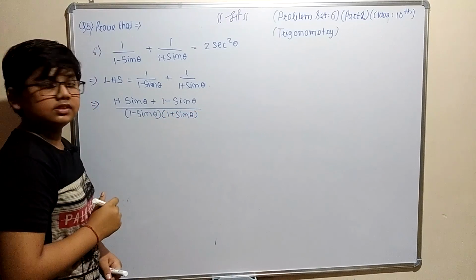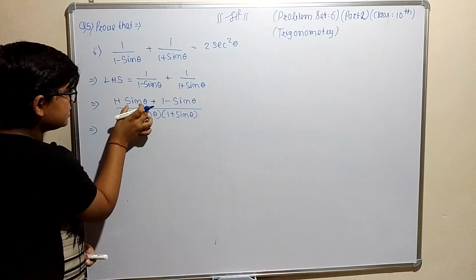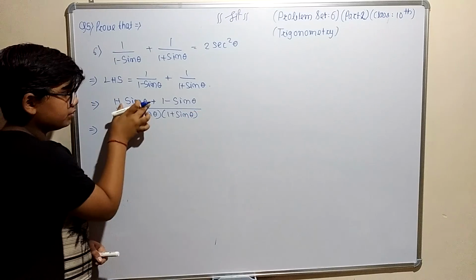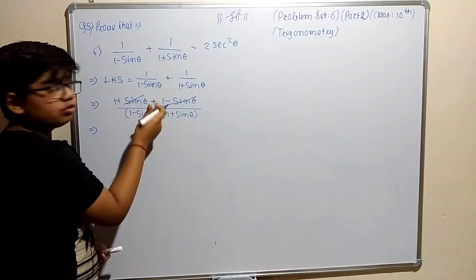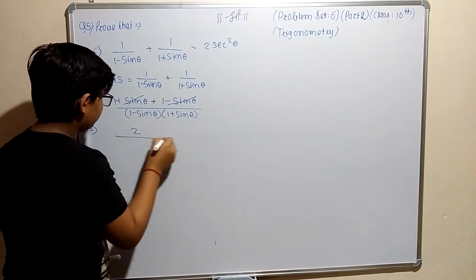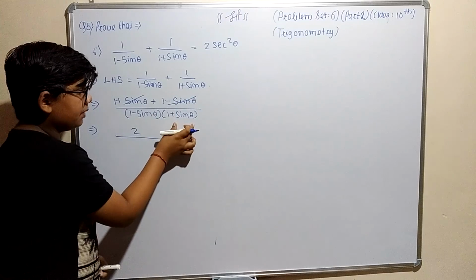Into 1 plus sin theta. Now we can see at the numerator that here is positive sin theta and here is negative sin theta. So we can cancel it out. Now 1 plus 1 is 2. So the numerator will be 2 divided by (1 minus sin theta) into (1 plus sin theta).